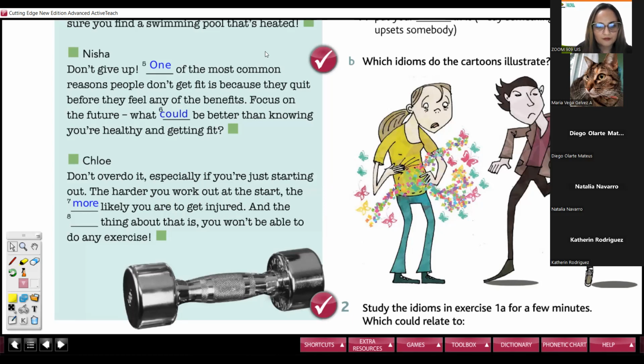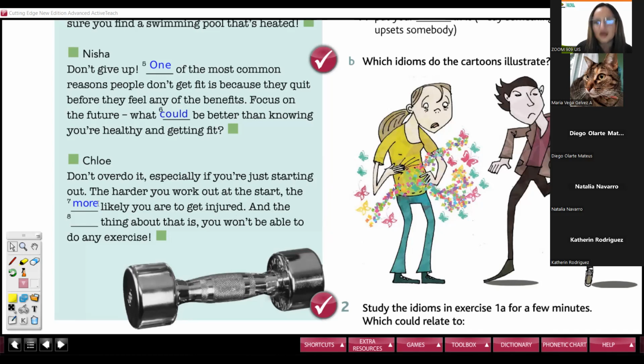Okay, so here we have: the harder you work out at the start, the more likely you are to get injured. Oh no, I made a mistake. Because it doesn't make sense. Look at the context. The more likely you are to get injured. The pattern is correct, comparative, comparative. But it doesn't make sense that the harder you work out at the start, the more likely you are to get injured. The opposite, because it will be better for you. You know what I mean? So can you help me change this one?